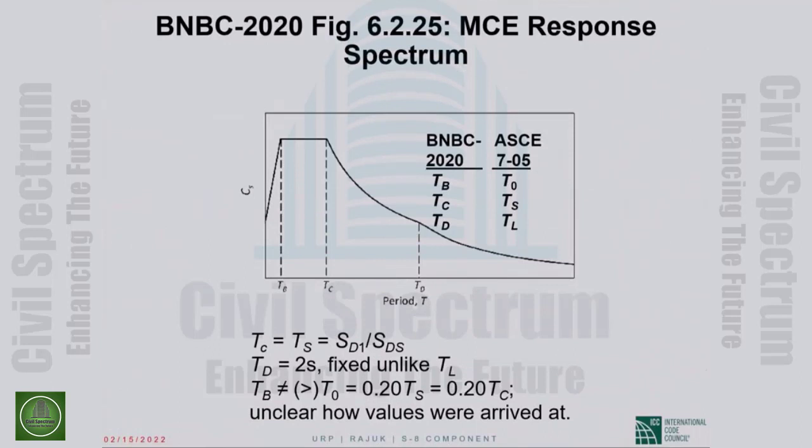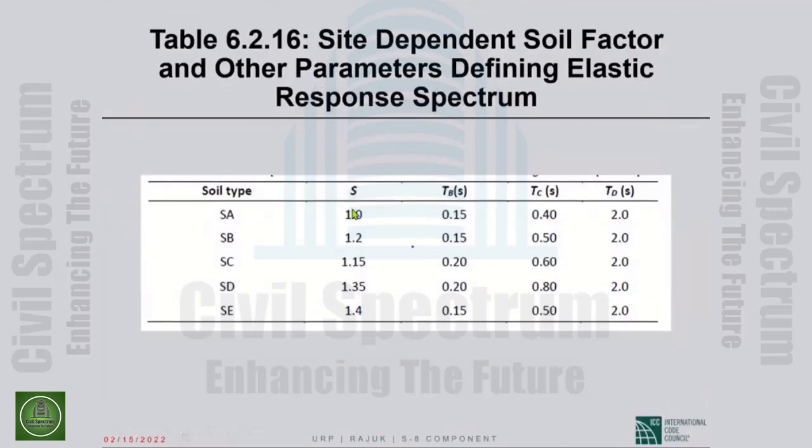In BNBC, the spectrum is defined by these points T sub B, T sub C, and T sub D. T sub D, I have mentioned, has a fixed value of 2 seconds. T sub C is the same as T sub S of ASCE 7. It is S sub D1 over S sub DS. The T sub B is not the same as T sub 0 of ASCE 7. It is different, and I don't exactly know how T sub B was derived. But in any case, it defines the spectrum, and the values of T sub A, T sub B, T sub C are given to you in this table in BNBC.